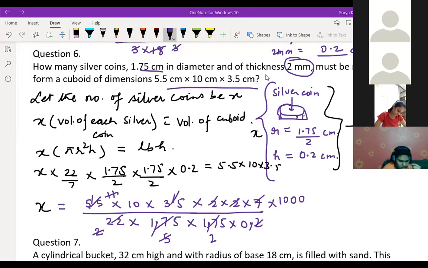7 2s are 14, 7 5s are 35. Again, what we can do? 5 2s are 10 and 5 5s are 25. 5 4s are 100. So 2 2s are 4. It's coming something. It's matching, children. Once again, I'm writing here; the whole thing I'll write once again.